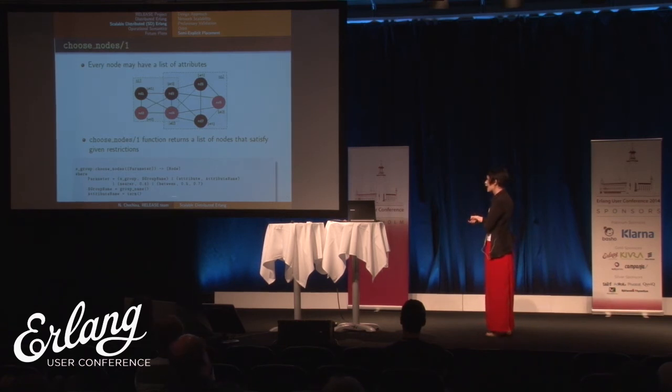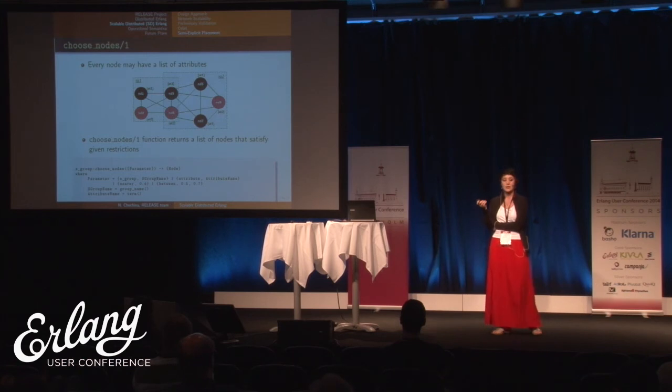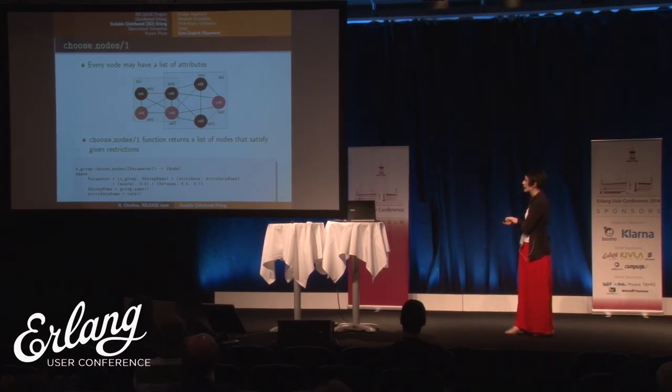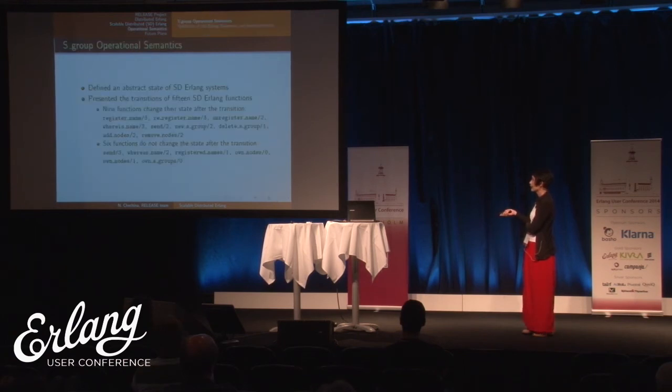And another thing that we're currently working on is distances. So for example, we want to spawn a process to a node that is nearer than 0.04, or something between 0.05 and 0.07, something like that.